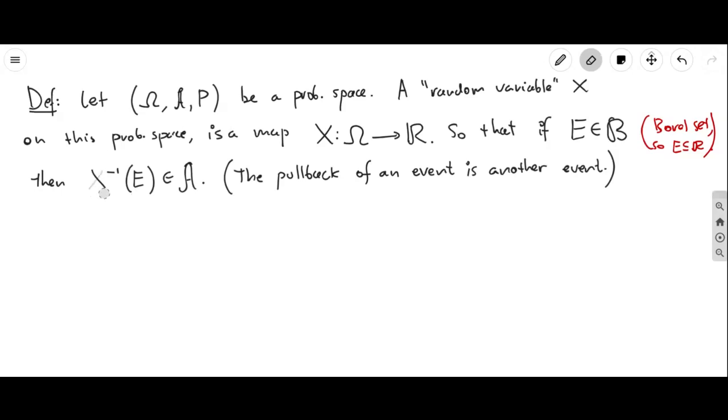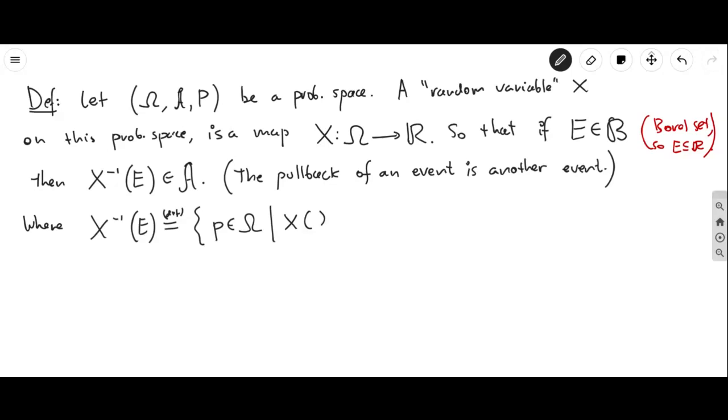Now, in case you're not familiar with what this notation means: X inverse of E is, by definition, the set of points in the sample space with the property that the function at that point ends up in E. You call that the pullback. Some people call it the inverse image, some call it the pre-image, whatever language you want to use.